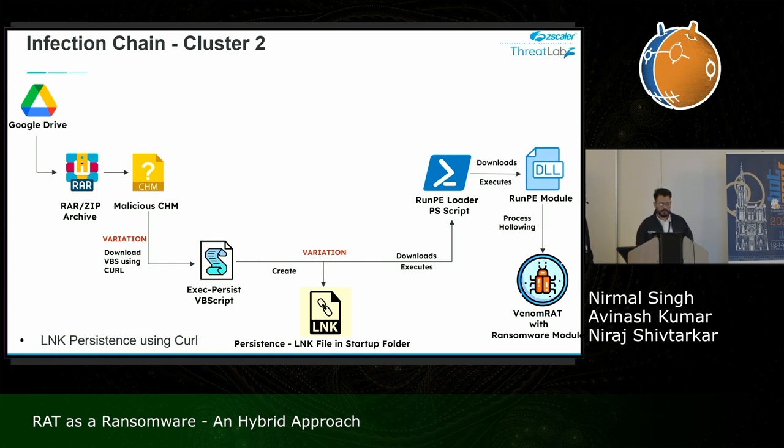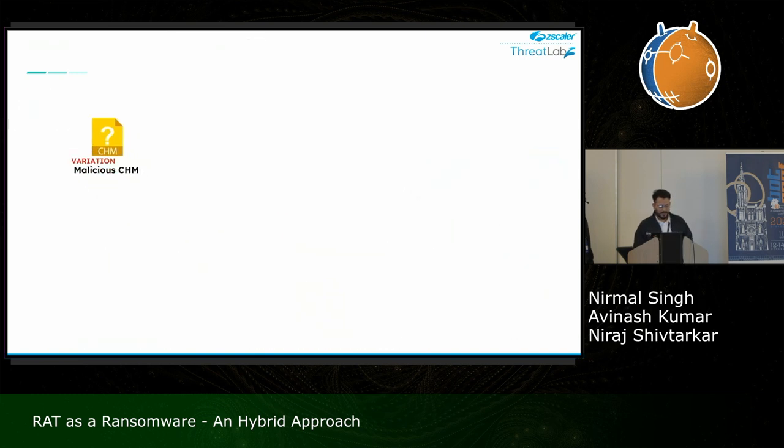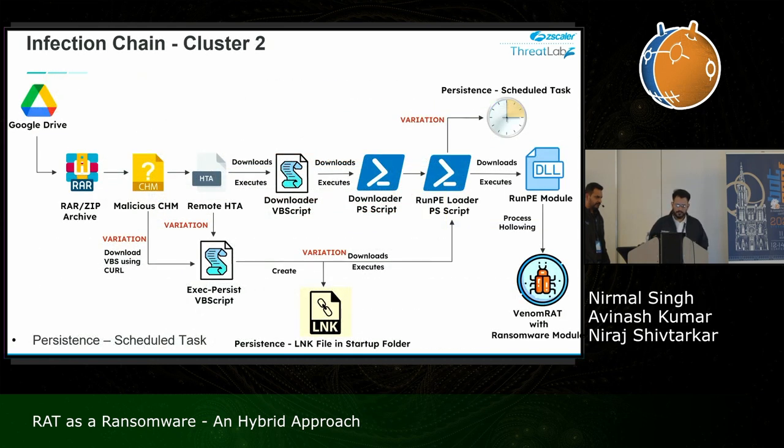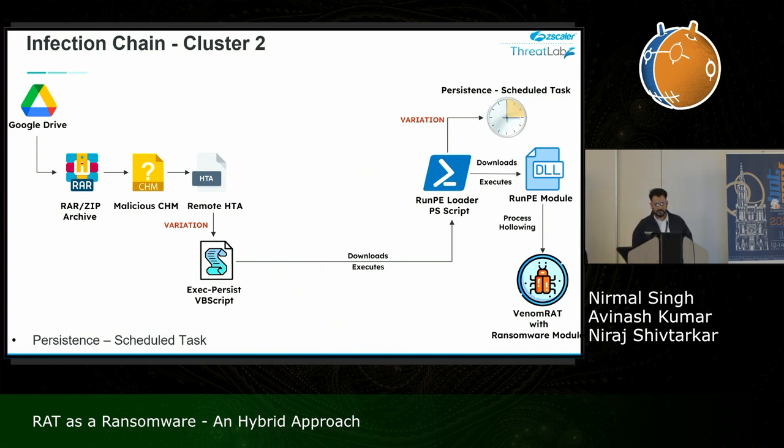The next variation is that this VB script is downloaded by the malicious CHM directly using the curl method. Here the CHM file downloads the VB script using curl, and then the VB script downloads and executes the RunPE loader, which injects Venom RAT into the remote process. A link file is also created, and in this case the name of the link file is primevideo.link.